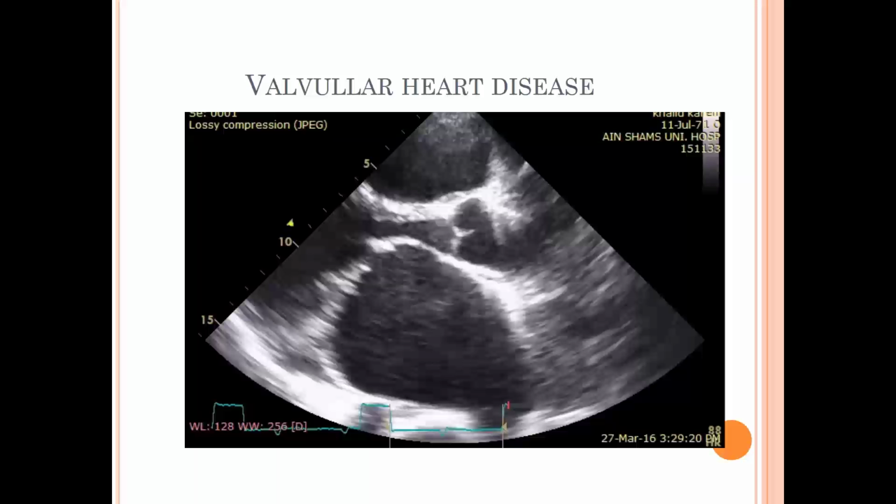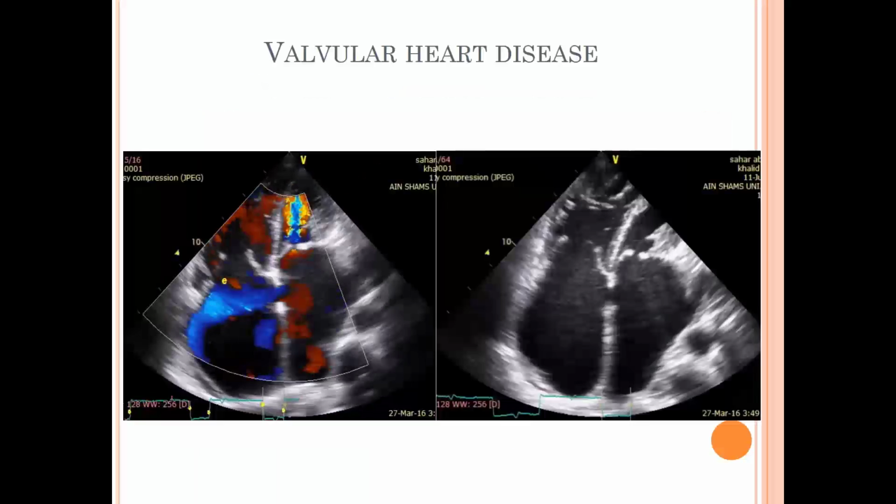The subvalvular apparatus was not inspected properly. Again, I cannot say whether this is grade 2 or grade 3, but from the beginning I can just say it is a thickened subvalvular apparatus and thickness of the AV valve.